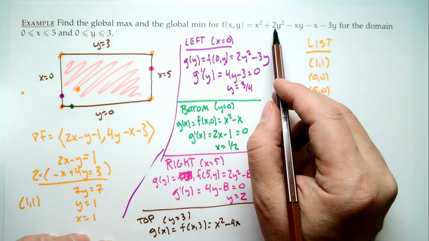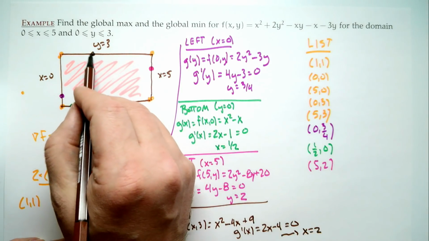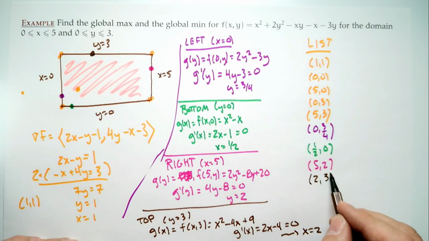Okay, so 2 times 3 squared. 2 times 3 squared would be 18. But then I'm going to subtract 9. So that leaves me with 9. All right, what is g prime of x? 2x minus 4. Set that equal to 0. Get x equals 2, which puts us around here, which is a point in our domain. So we add it to our list.